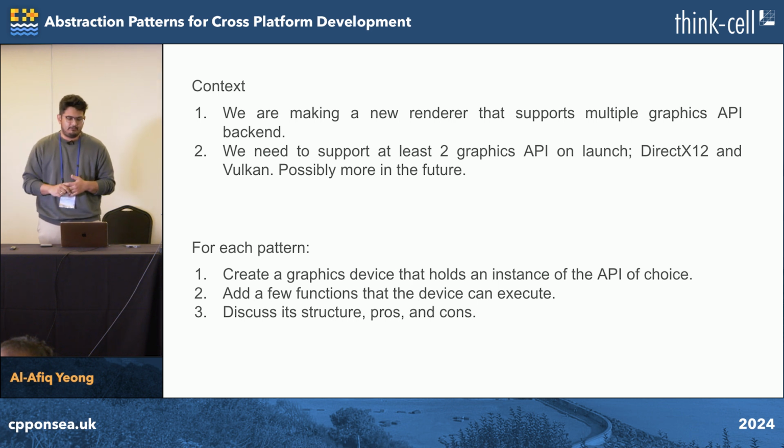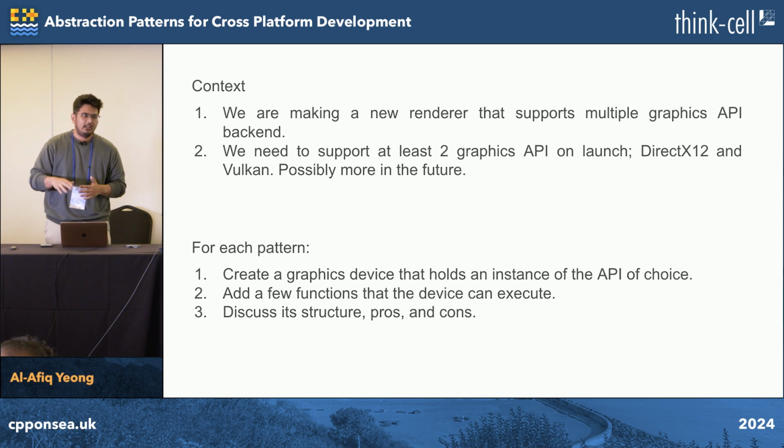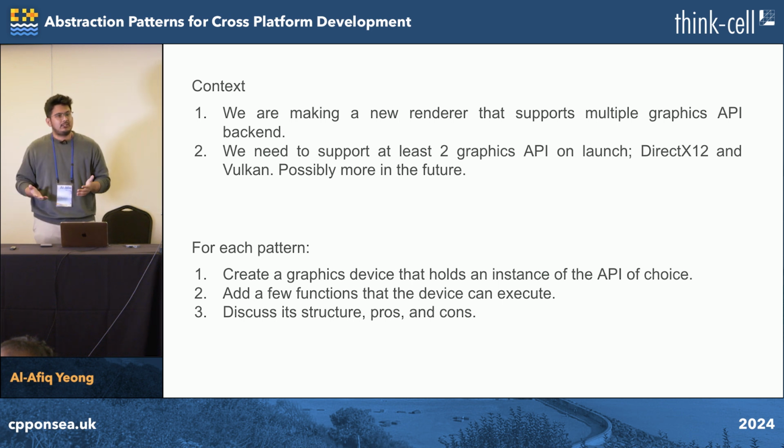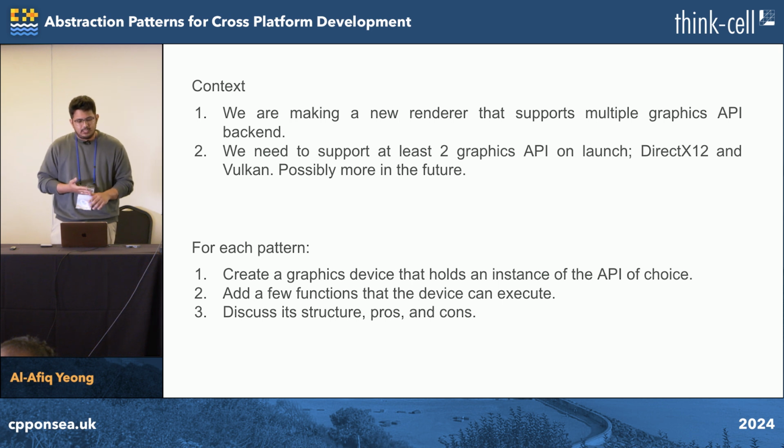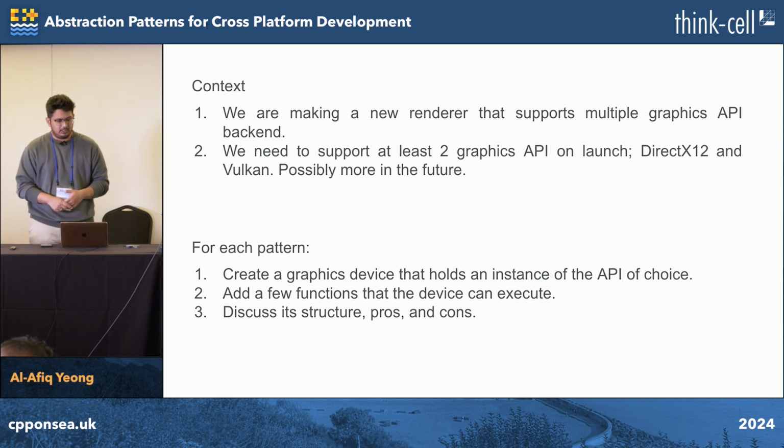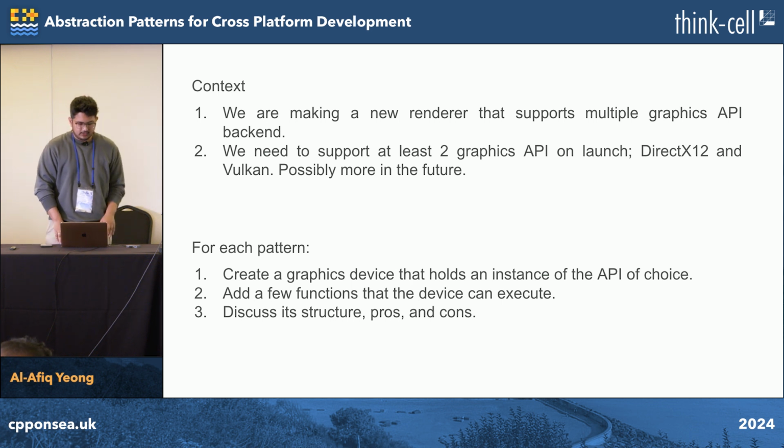So for each platform, we are going to create a graphics device that holds an instance of the API and whatever variables necessary to interact with the platform. We're going to add a few functions to that device so that users of the library can execute and interact with the GPU. And then we're going to discuss its structure, the pros, and its cons.